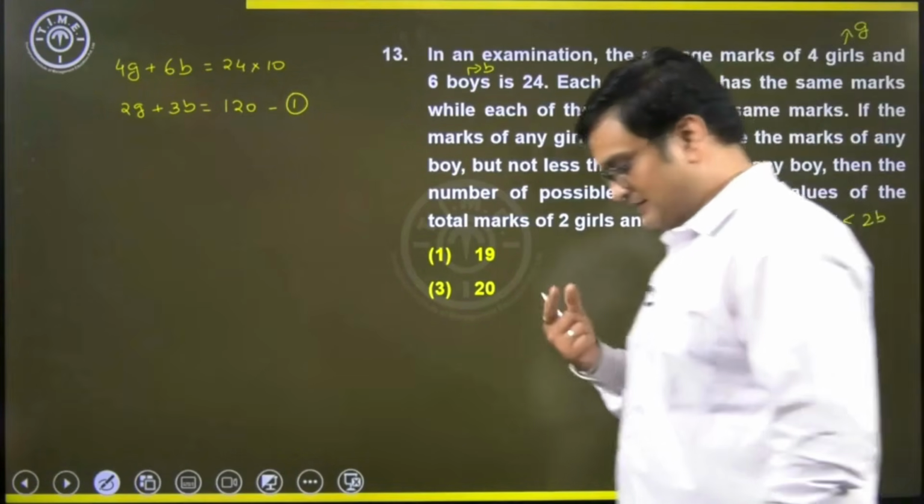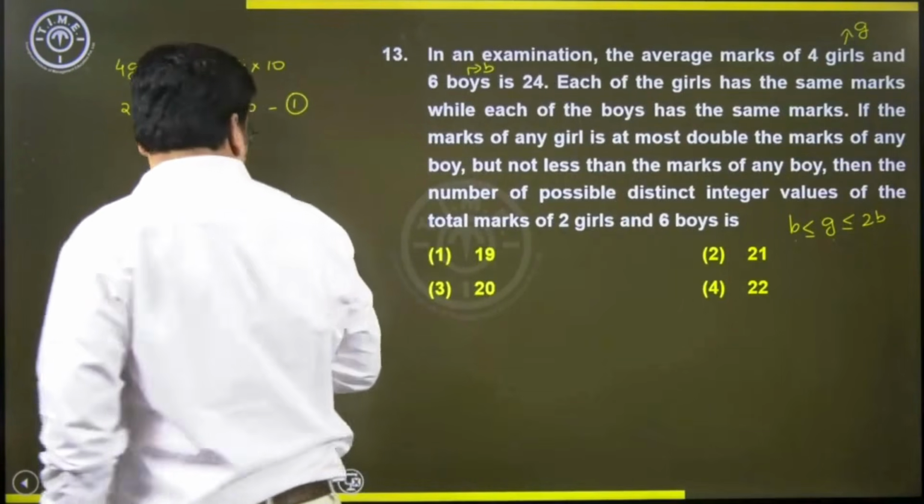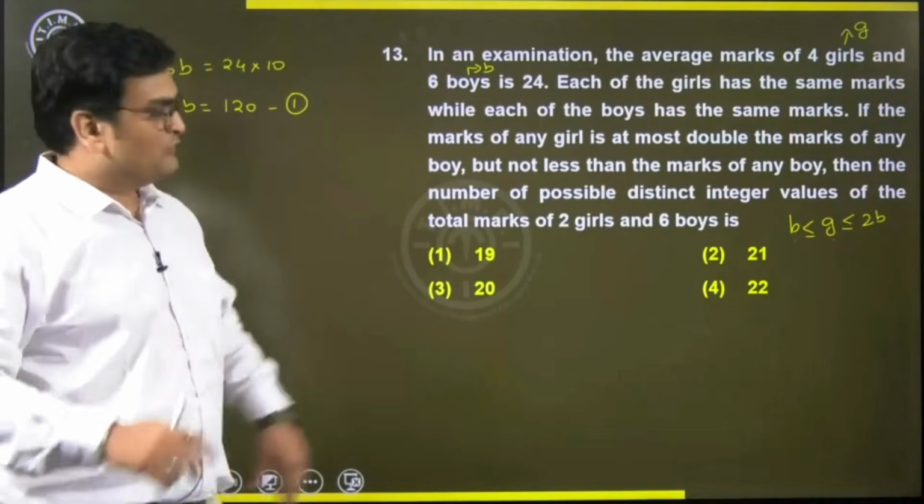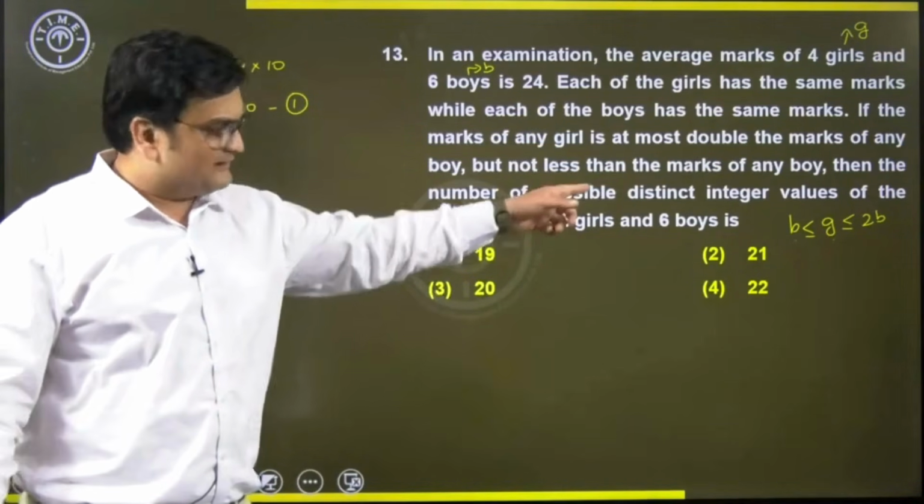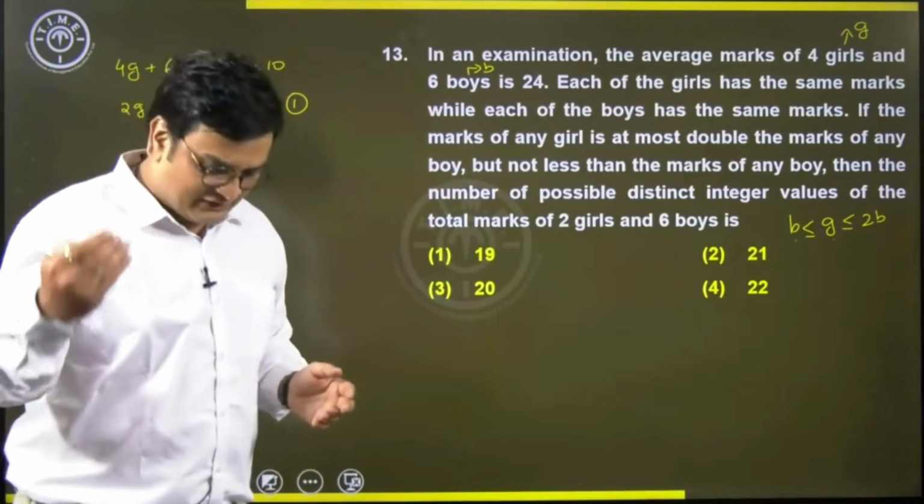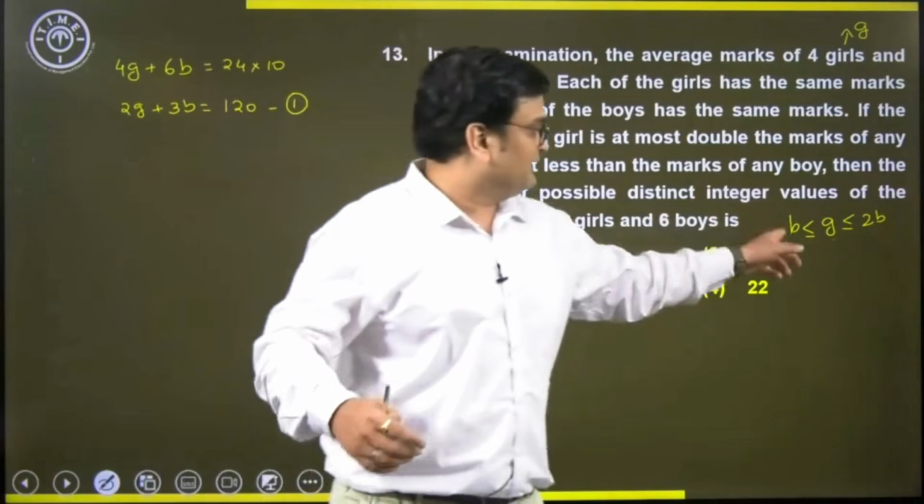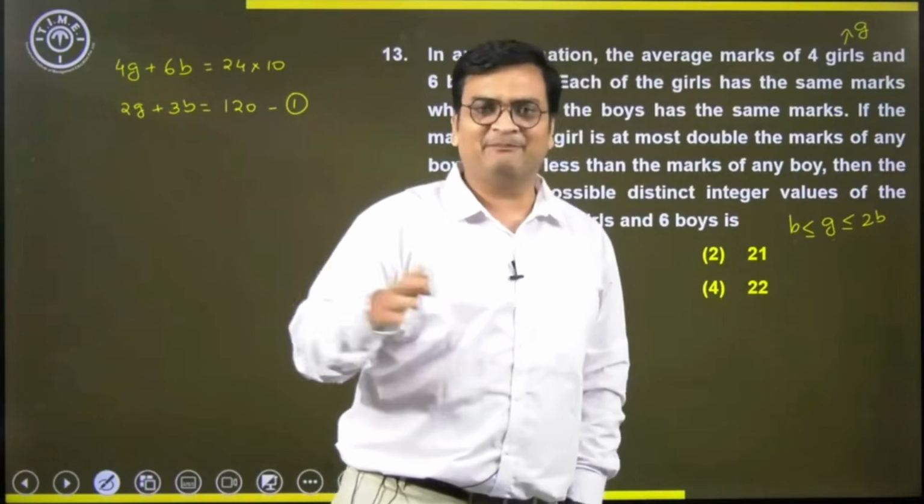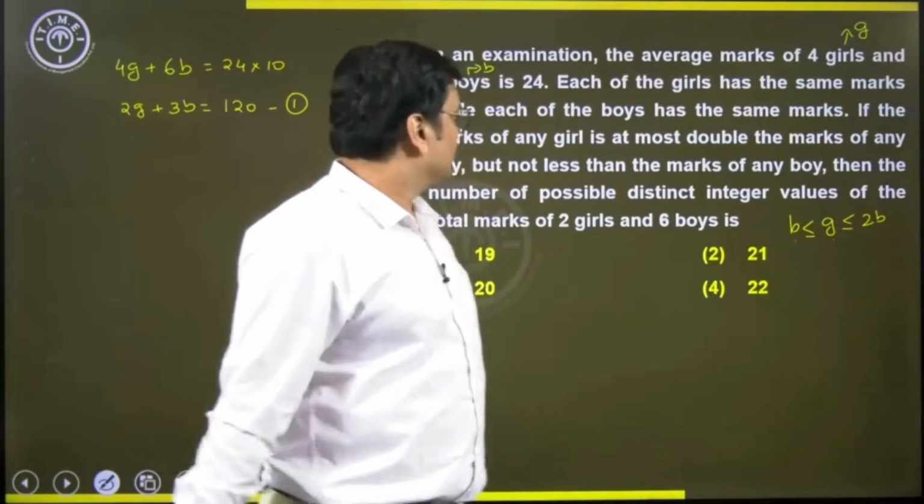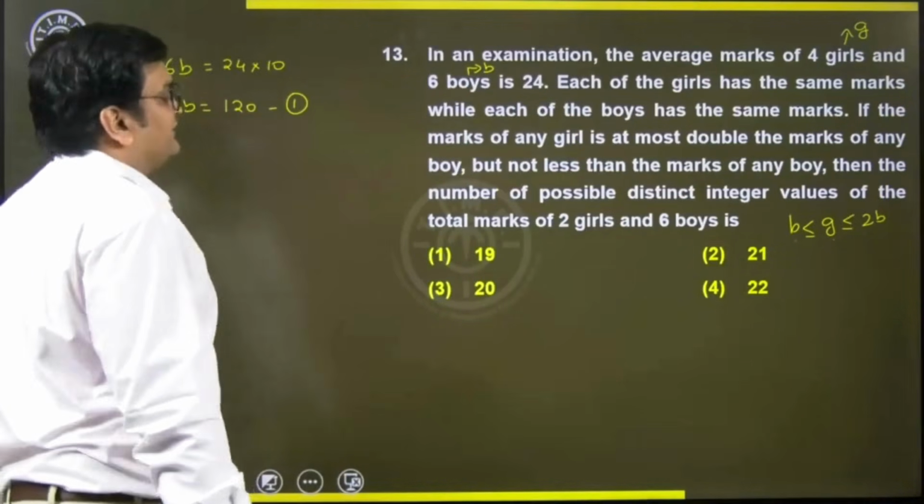If I take an example, suppose each boy scores 10 marks. So, B is 10. If each boy scores 10 marks, then according to that inequality, the marks scored by each girl will be between 10 to 20. It could be 11, it could be 12, it could be 10, it could be 20, such that range.